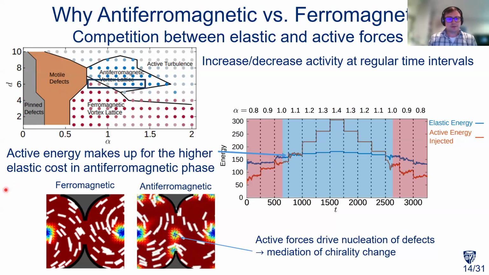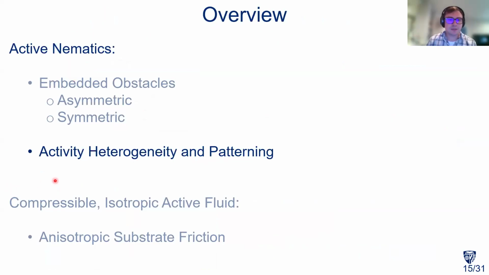Okay, so hopefully I was able to show that you can change the behavior of the system by having some symmetry or asymmetry in your boundaries. I want to move on now to talk about activity patterning. So forget about obstacles in the active nematic. Now we're going to pattern the active forces.